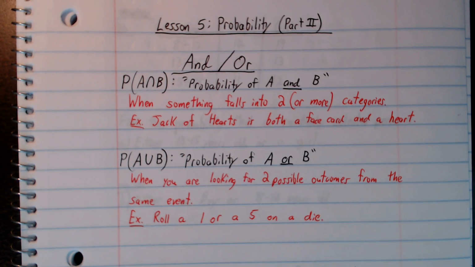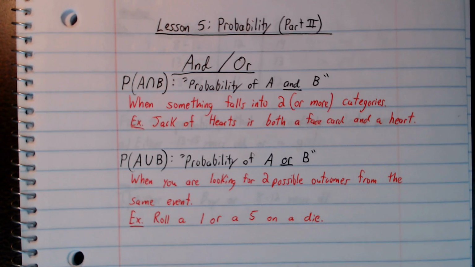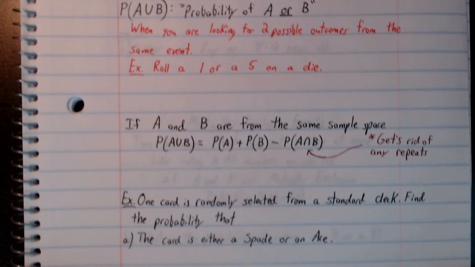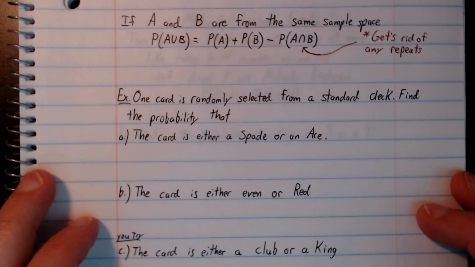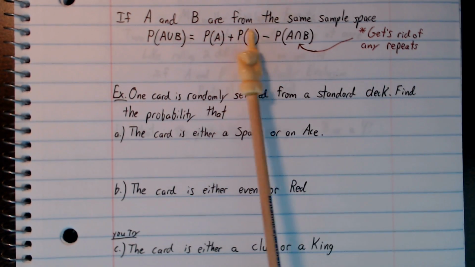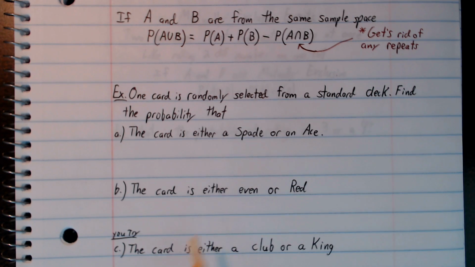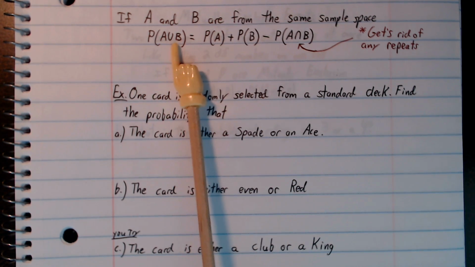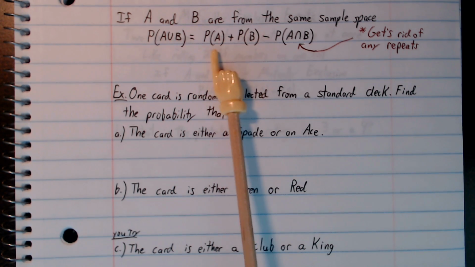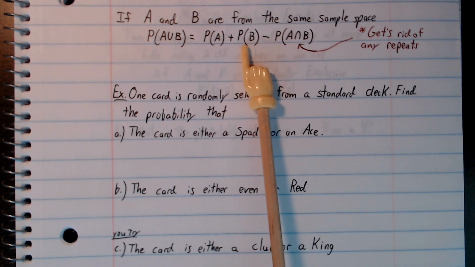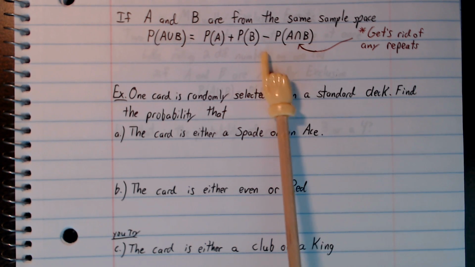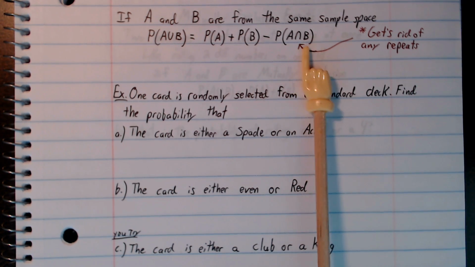So, we're going to start looking at these ones first, the ors. They're a little bit more work to do because it's in two different events at once. So there's a little bit of a formula that goes with it. Okay, and here it is. If A and B are from the same sample space, so like a deck of cards, the probability of A or B happening would be equal to the probability of A plus the probability of B minus the probability of A and B.